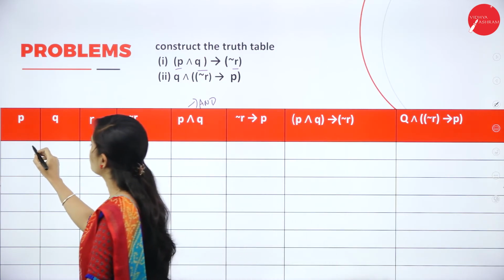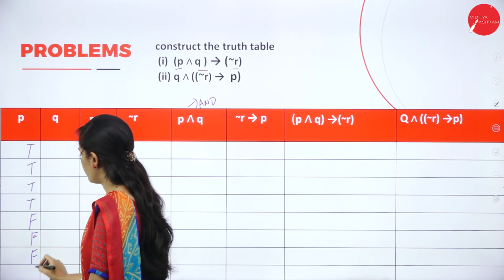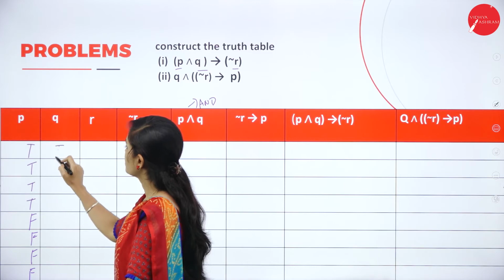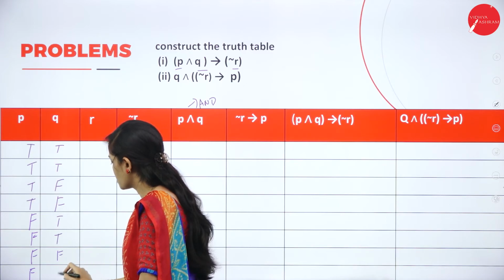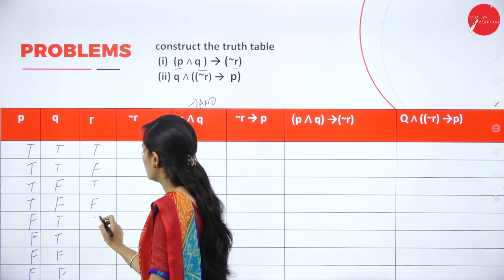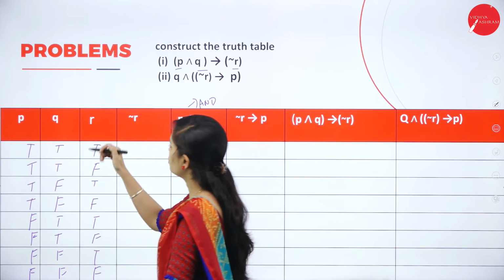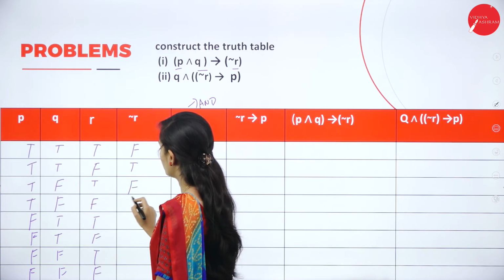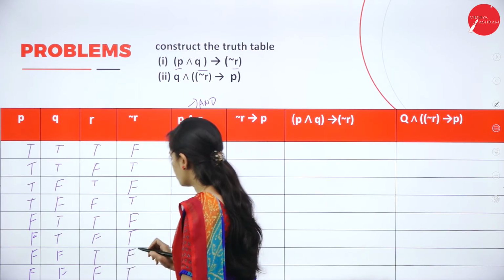So first I will write the truth values. True, true, true, true, false, false, false and false. 4 conditions are true, 4 conditions are false. And for the two conditions, true and false: true, true, false, false. And 1 condition is true, 1 condition is false: true, false, true, false, true and false. Now you can find negation R. True changes to false, false to true: false, true, false, true, false, true, false, true.